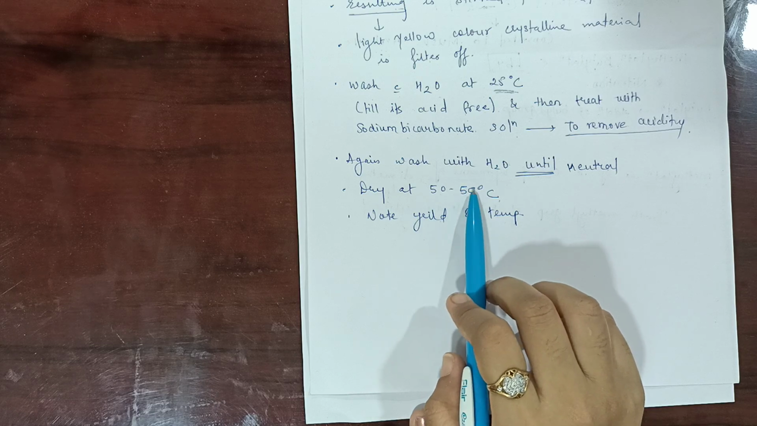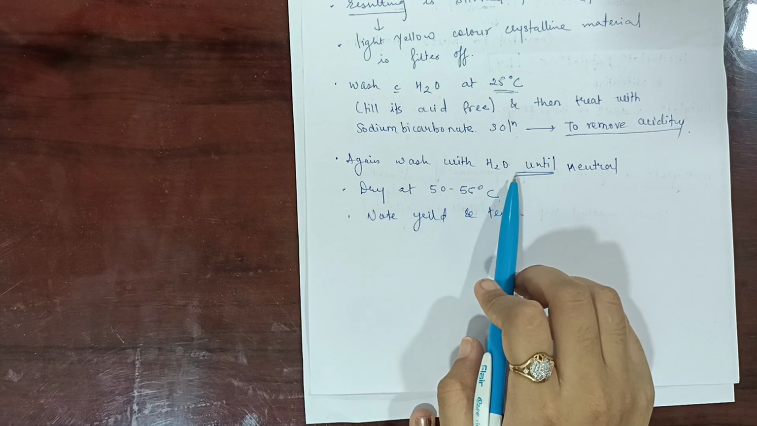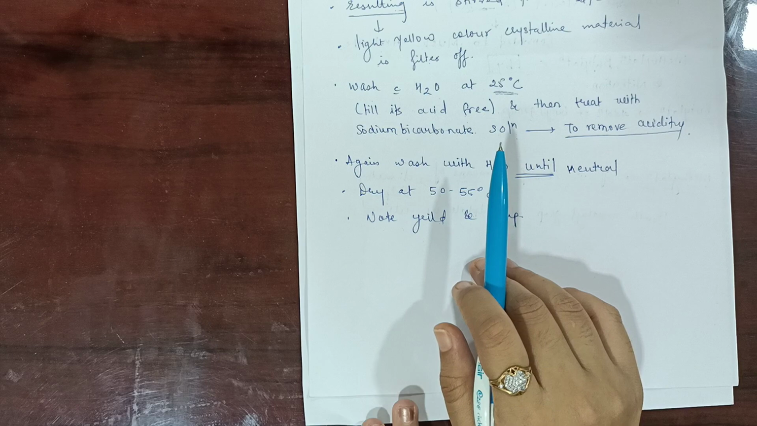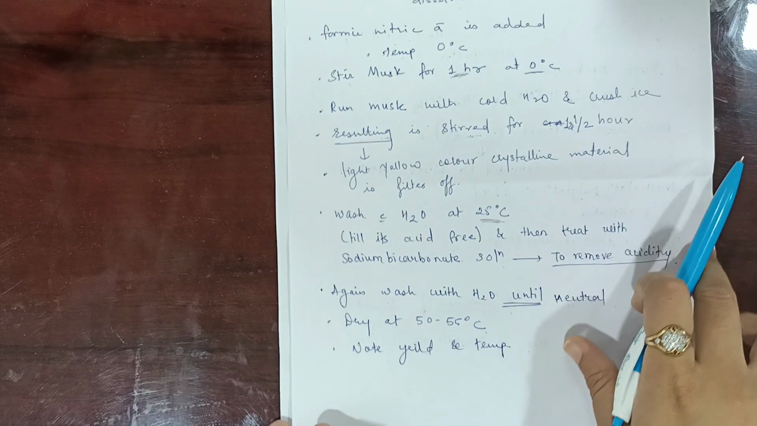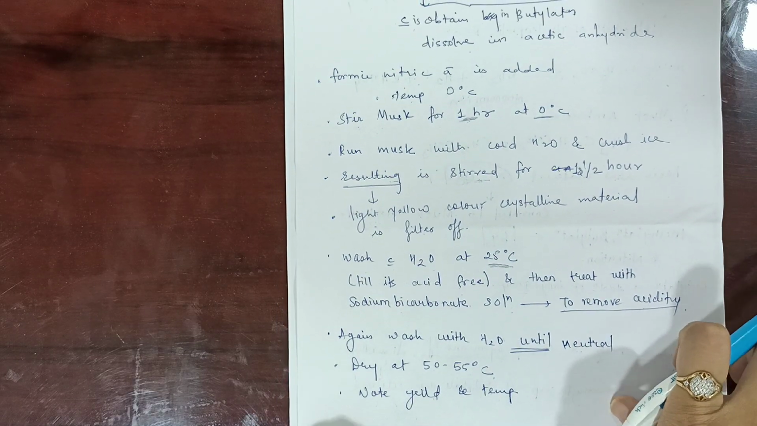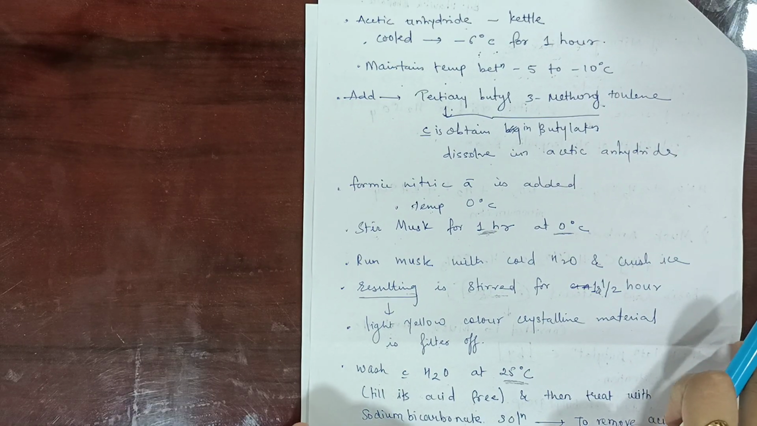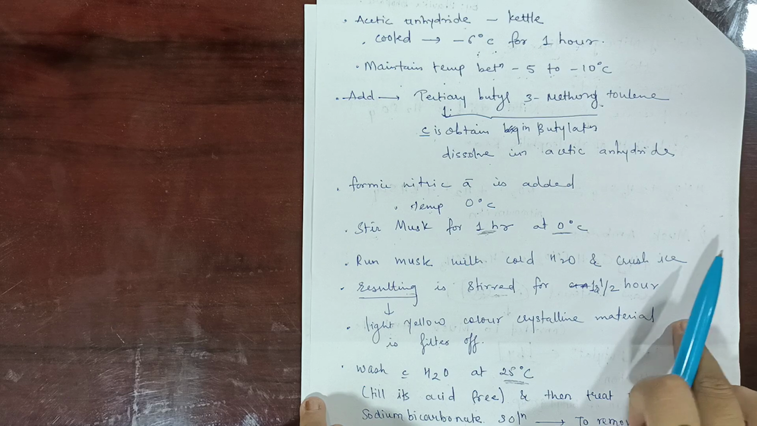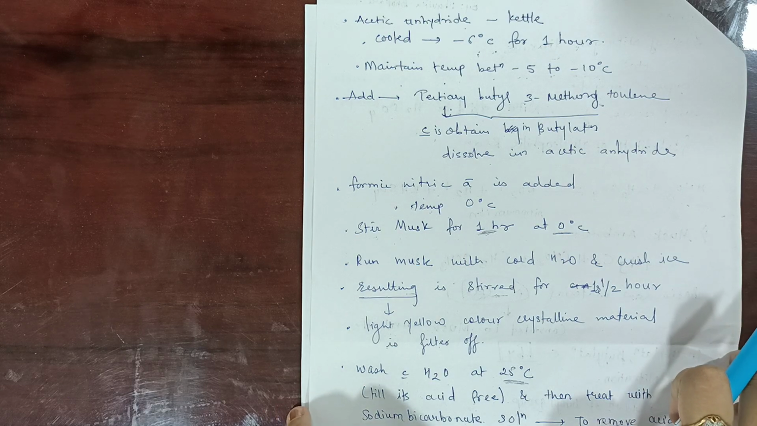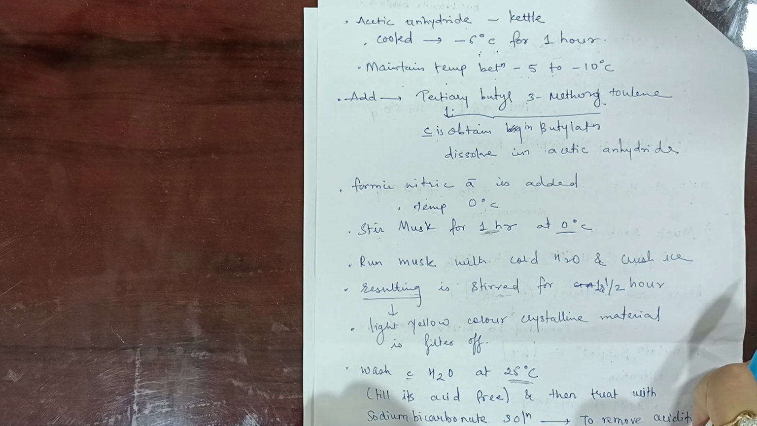So this is the process for the musk ambrate, where you have to take acetic anhydride in the nitrating kettle. Temperature should be maintained for a period of 1 hour. Again the temperature maintained, and you have to add tertiary butyl 3-methoxytoluene, which you have to dissolve in the acetic anhydride.